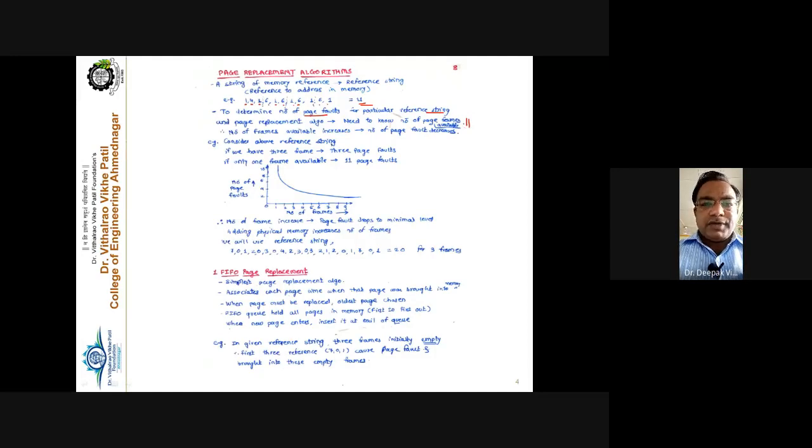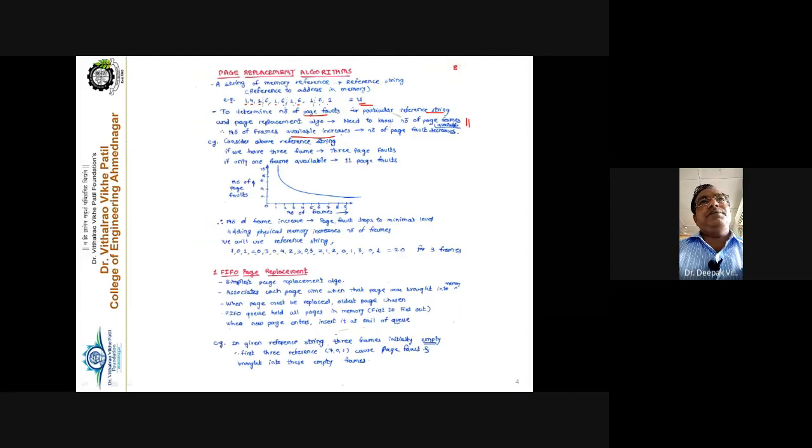As you know, page frames play an important role in page faults, because if there is a free frame, there is no question about the page fault. But if the frames are not free, or if there is not a single frame which is free, then definitely the page fault occurs in the system. And to recover from that page fault, a page replacement strategy needs to be followed.